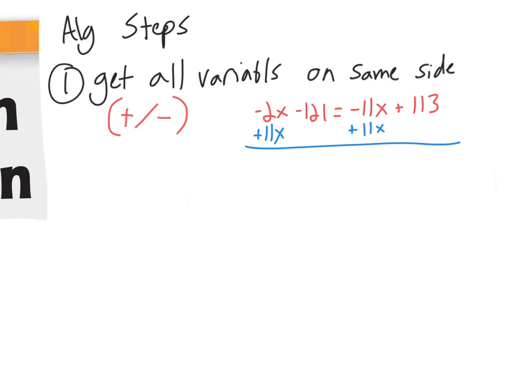Now, notice where I added my numbers. I can't add 11x to negative 121. I can't do that. They have to be like terms. All right, like terms means they have the same variable. So I can add 11x to the negative 2x because both of those numbers have x's. Okay, so on the left side, negative 2x plus 11x. Does anybody know what that is?